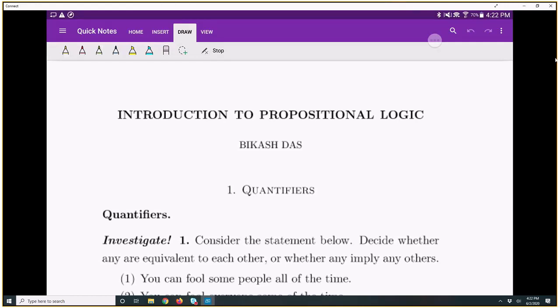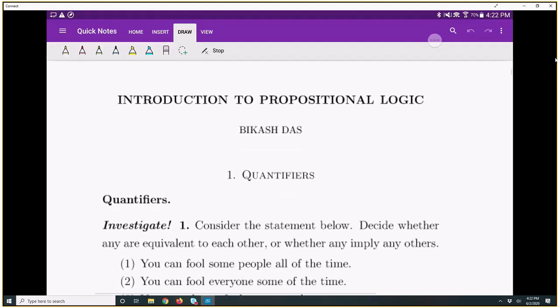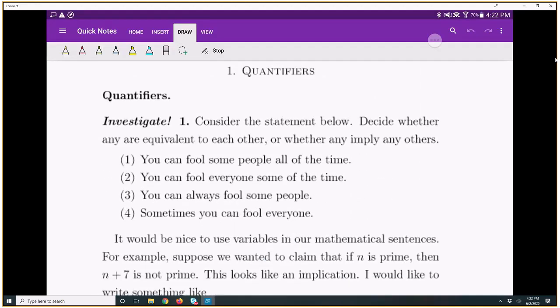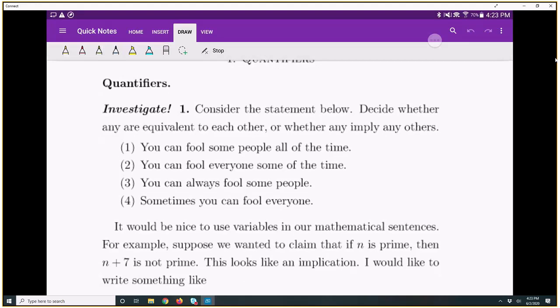In this video, we will conclude our study of logic and truth tables by introducing quantifiers and then working through some exercises related to quantifiers. At the beginning of the lecture note, you'll see an open question. Consider the statements below and try to decide which, if any, are equivalent to each other. This is going to help us to introduce the idea of quantifiers.